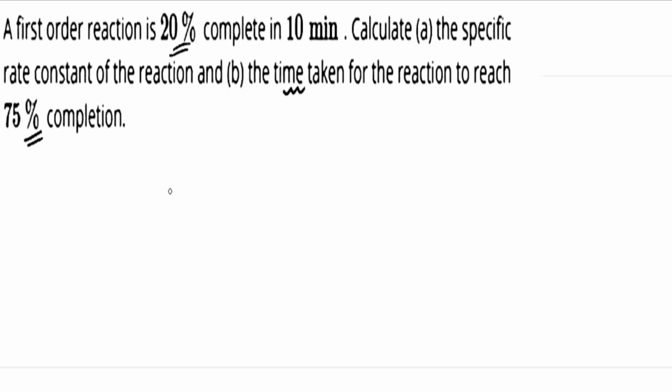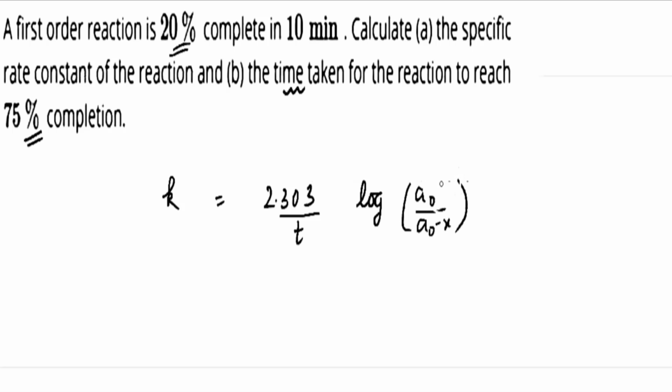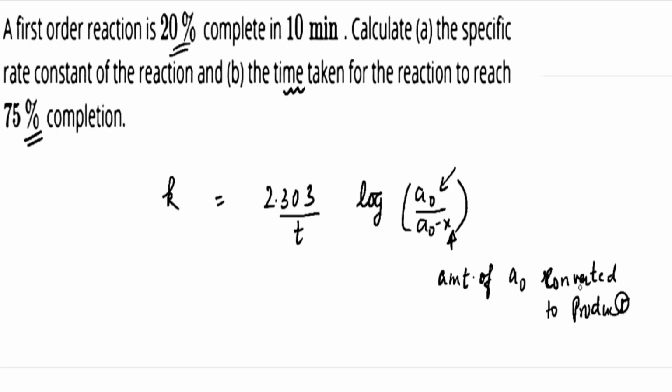So according to the first order reaction, we know that K is equal to 2.303 upon t log A0 upon A0 minus x, where A0 is the initial concentration of reactant and x is the amount of initial concentration of reactant reacted or converted to get product. So now we have the reaction 20% complete in 10 minutes.